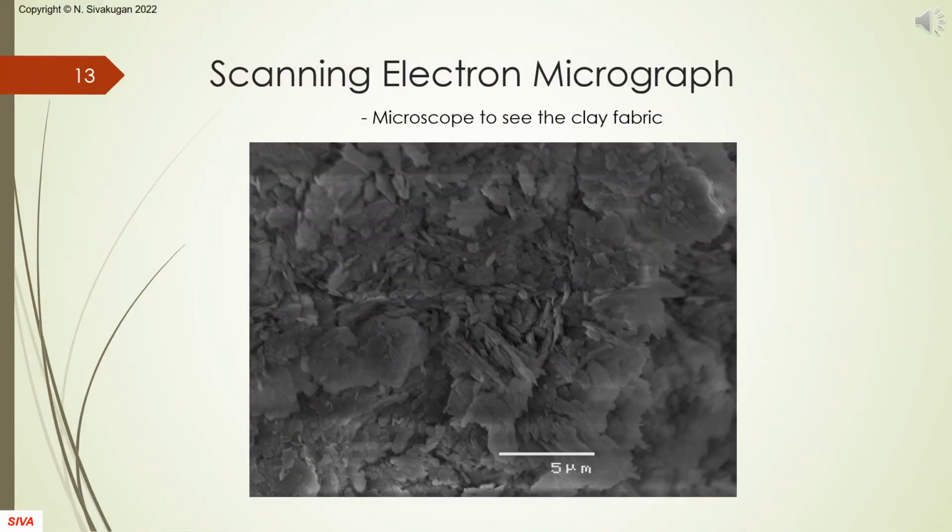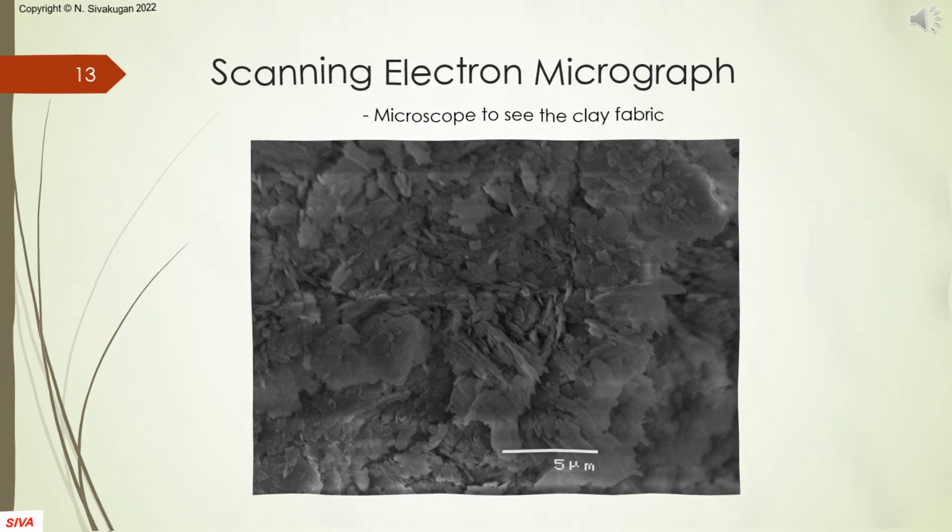Here is a scanning electron micrograph showing a kaolinite clay fabric. The scale shown is 5 microns. You can see hundreds of flakes stacked together and oriented in different directions.